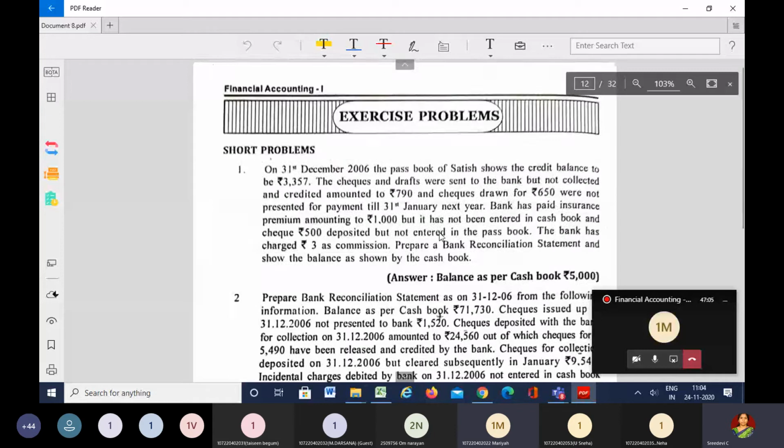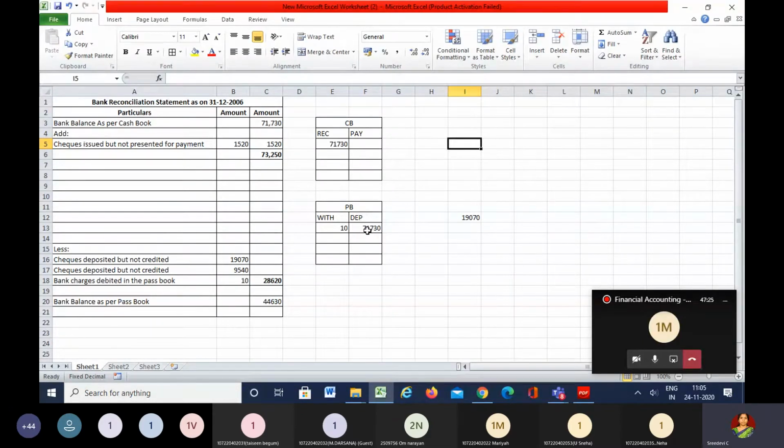So let us go to the first one now. This is the first one, right? On 31st of December 2006, the passbook of Satish. So Satish is a businessman, the owner of the business. According to his passbook, it shows the credit balance. Now, what do you mean by the credit balance here? Credit means always it is a deposit.